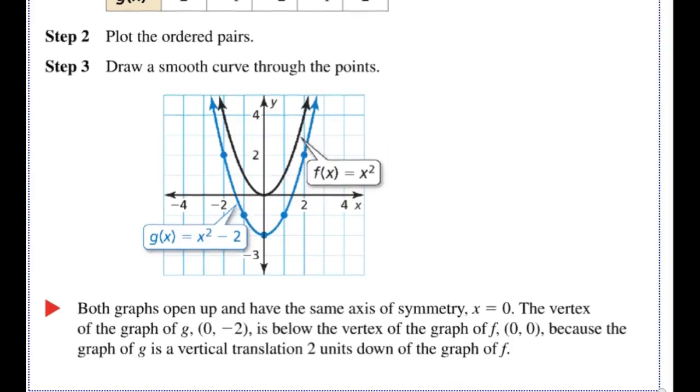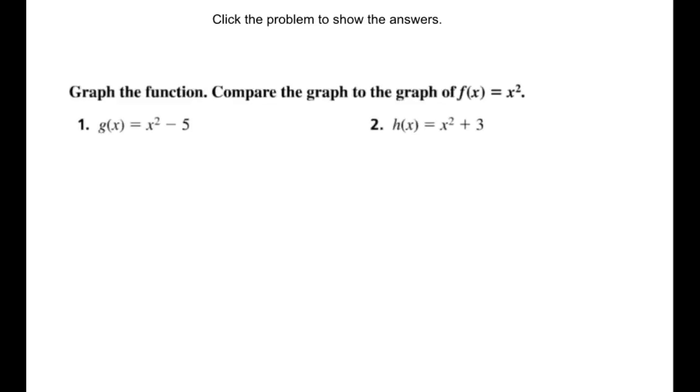So this is a vertical translation 2 units down of the graph of f of x. This is the most mathematically precise way that I can explain what I've done here. It's a vertical, so up and down, translation, where I shift the whole thing down 2. So now I've graphed it and compared it to my parent function. So here's your monitoring progress. Try them, see how you do.